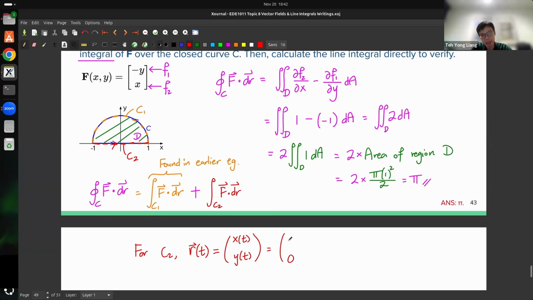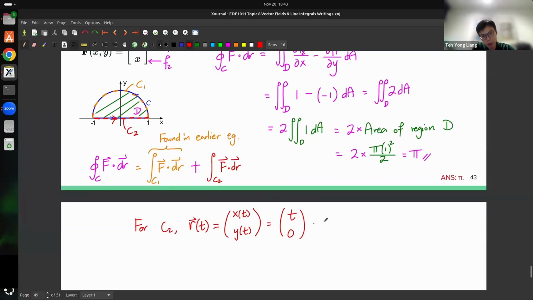X can just be t. So let x be t, but y must be 0. Therefore t will go from minus 1 to 1, because t is x. Once you have this, you can do your r prime t. So r prime t must be (1, 0), because you have to traverse in the right direction, from left to right. Positive x, no y. So velocity is always going from left to right. Now you get your r prime already.